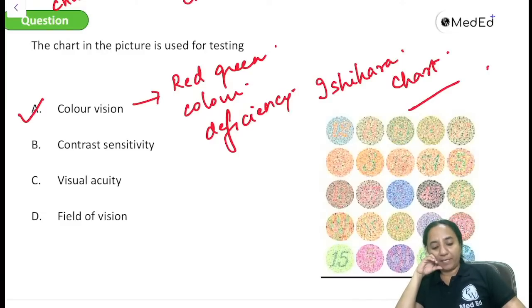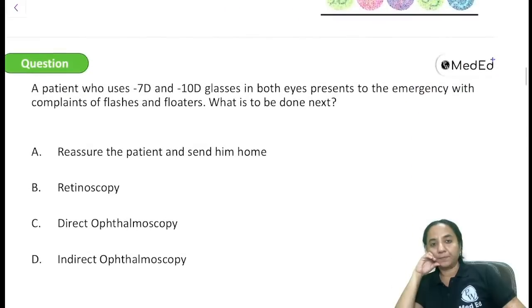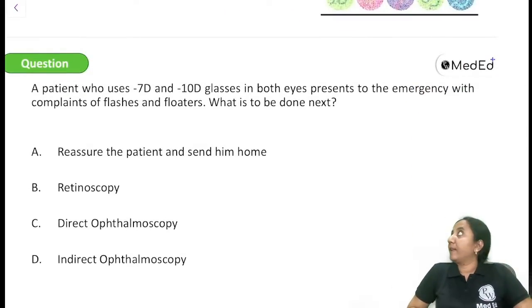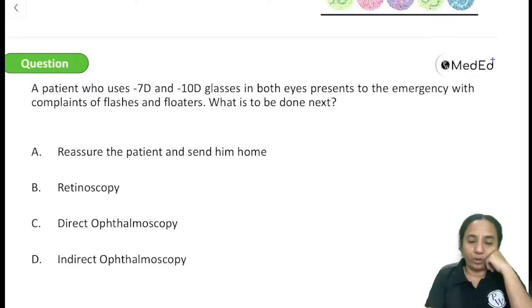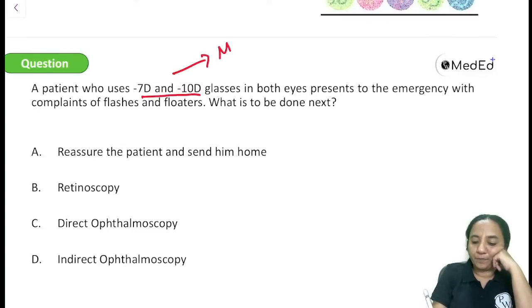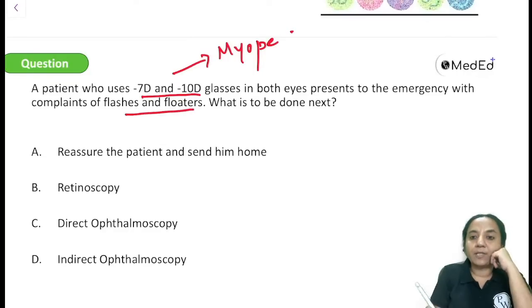Okay, shall we go to the next one? A patient who uses -7 and -10 glasses in both eyes presents with complaint of flashes and floaters. What is to be done next? Reassure the patient and send him home? Retinoscopy, direct ophthalmoscopy, indirect ophthalmoscopy? So what do we see? He's using -7 and -10, meaning he's a myope. He's presenting to us with complaint of flashes and floaters.